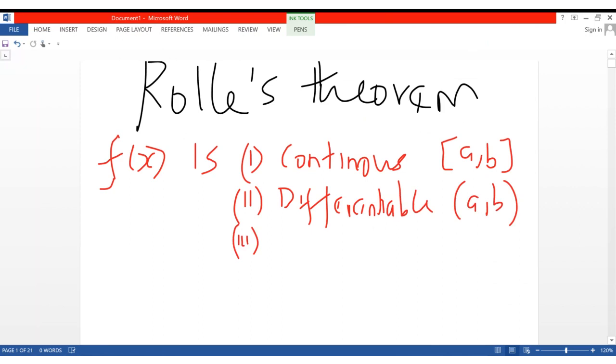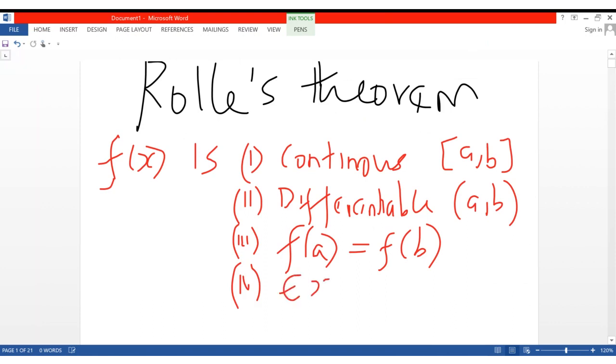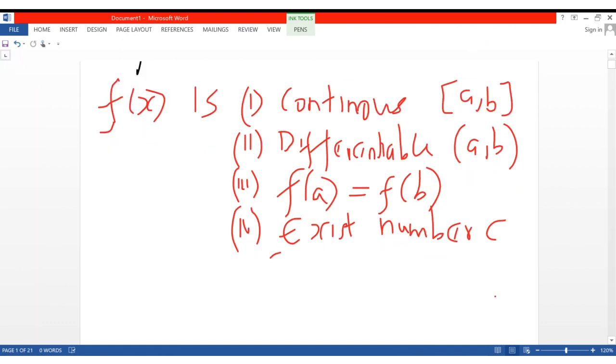Now, before you go to the number C, and if f of A is equal to f of B, basically when you replace your end of the interval with the end of the other interval, you'll still end up with the same thing. Then there exists a number C such that f prime of C is equal to 0.